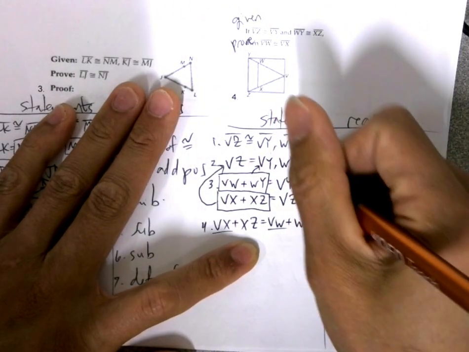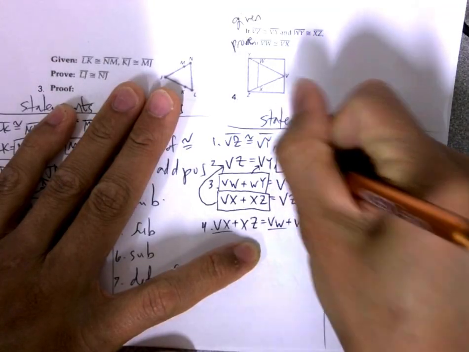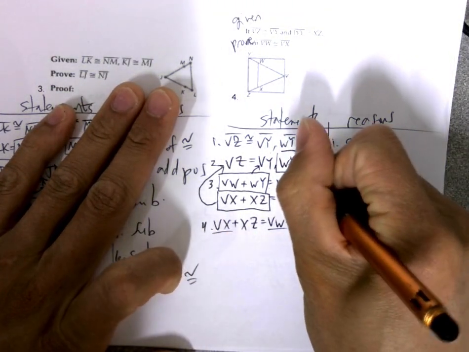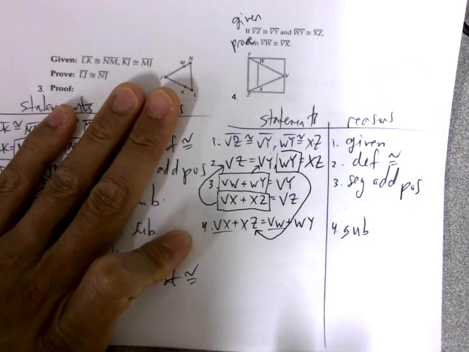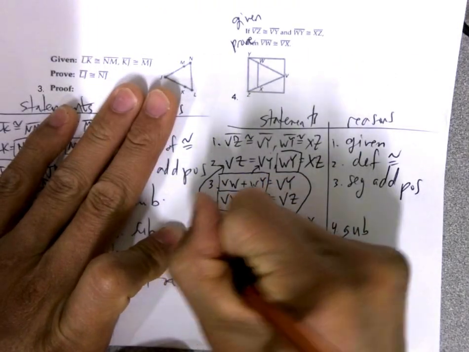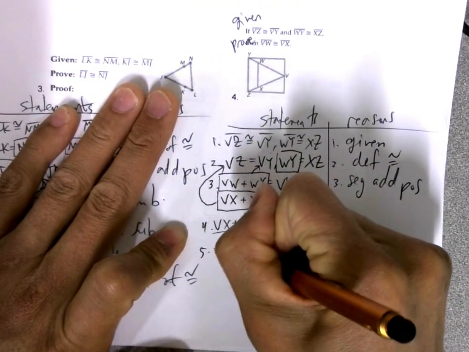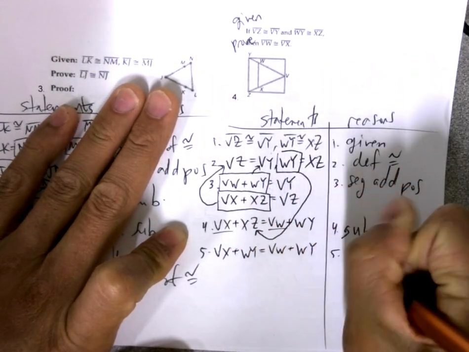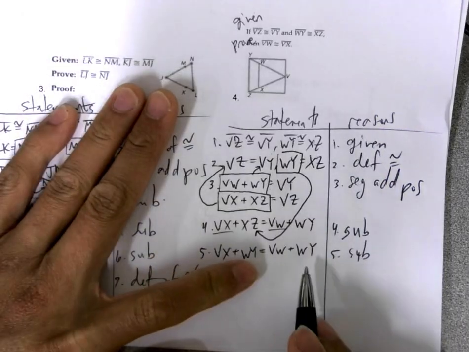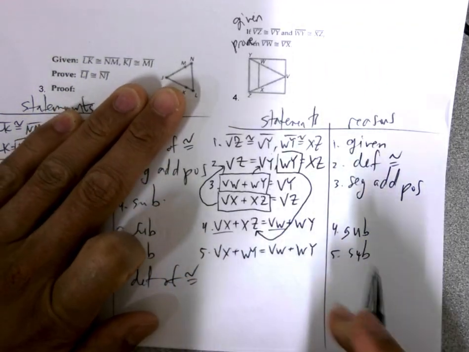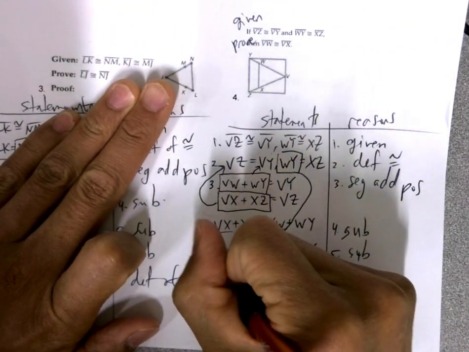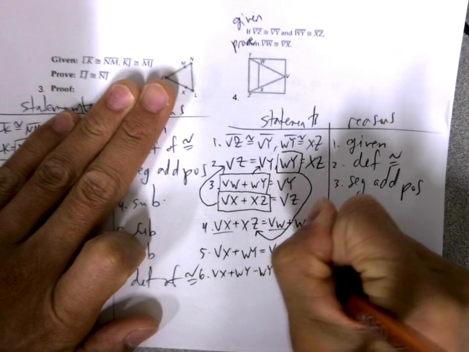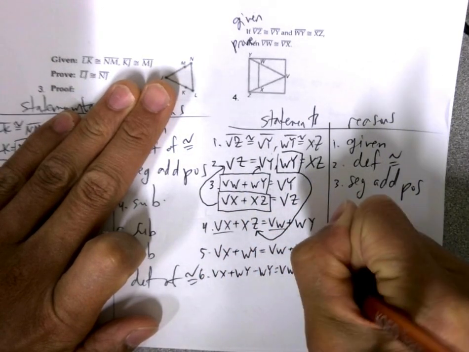Okay. So what I'm going to do is take this Wy and put it in the place of Xz right there. So I'm taking him and putting him right over there. Okay. Substitution. So it's going to be Vx plus Wy is equal to Vw plus Wy. Now we're looking better because we have the same expression on both sides of the equal sign, and we can get rid of them by using subtraction. So it's Vx plus Wy minus Wy is equal to Vw plus Wy minus Wy.